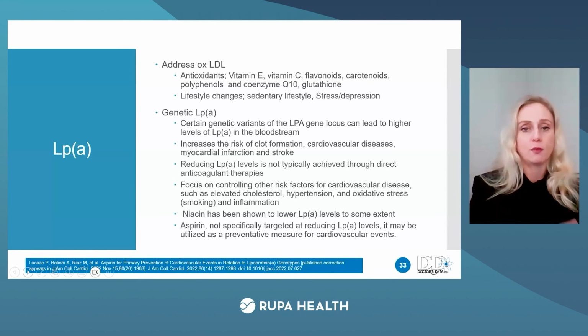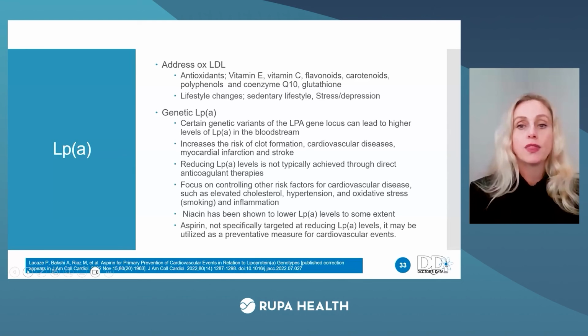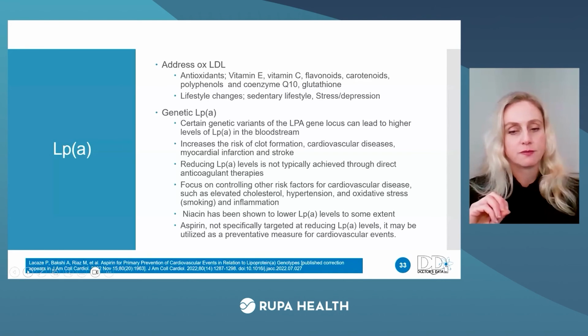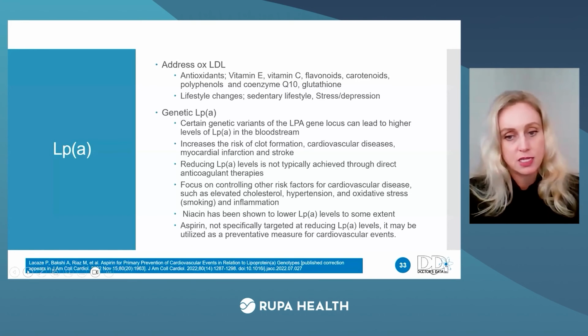For the genetic Lp(a), this is a genetic variation based on the LPA gene locus. Again, we know that it prevents thrombolytic activity. And so it is associated with elevated risk of clots. Unfortunately, for this patient, we're going to focus on the other factors that we can control because reducing LPA levels is not typically achieved through direct anticoagulant therapies.